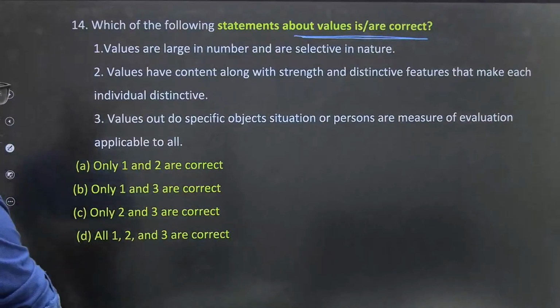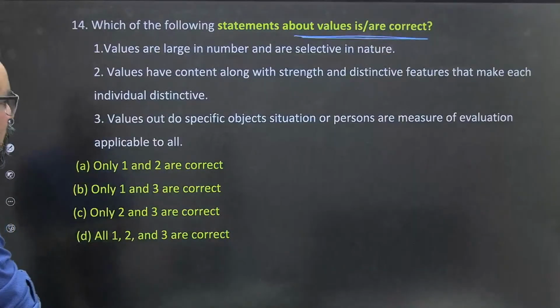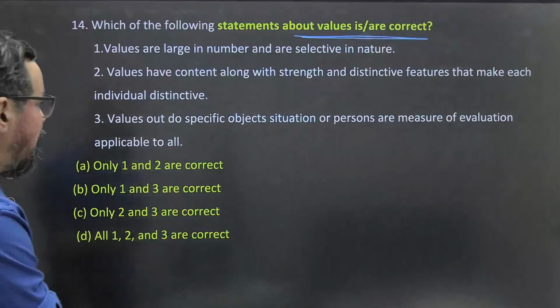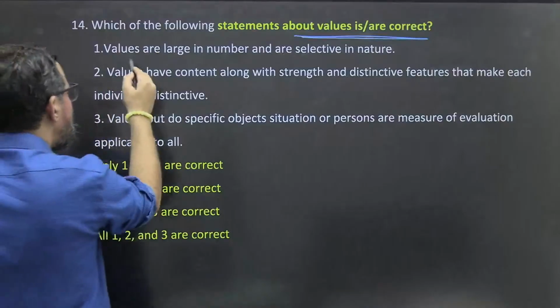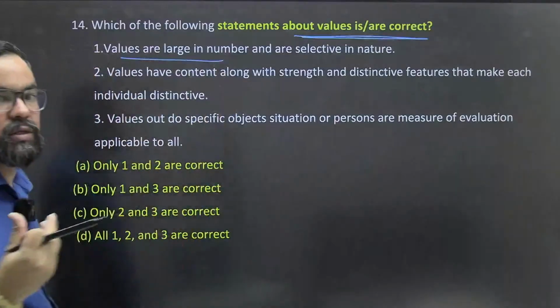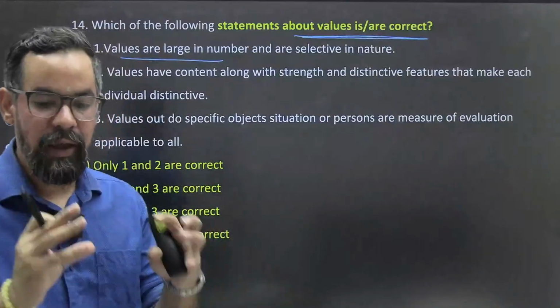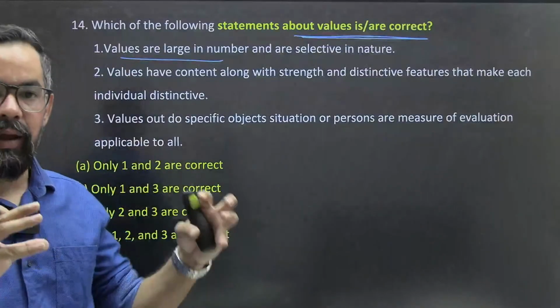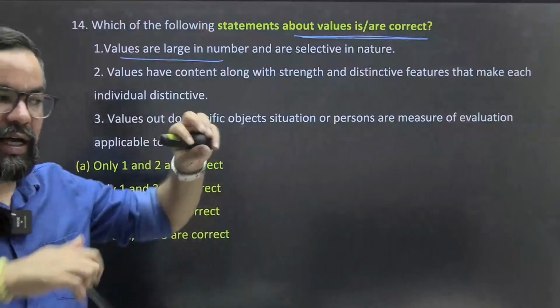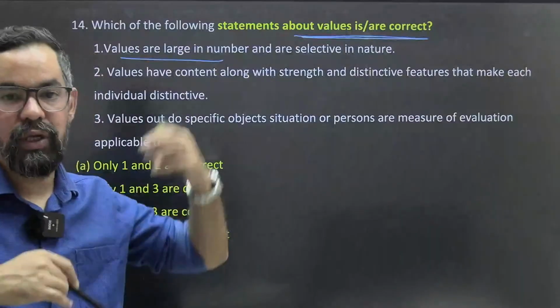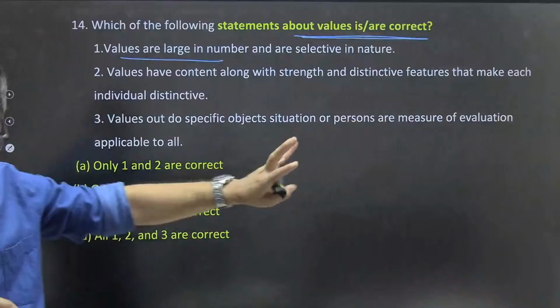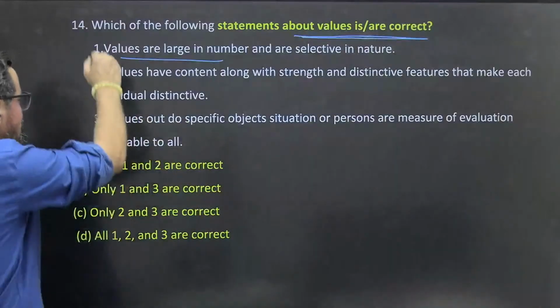Values are large in number and selective in nature. No, values are like we have some core values. You used to say this, no? These are the core values. They are not large in number. These are defined and limited in number. These are the core values of this institution or that institution. So statement 1 is wrong.